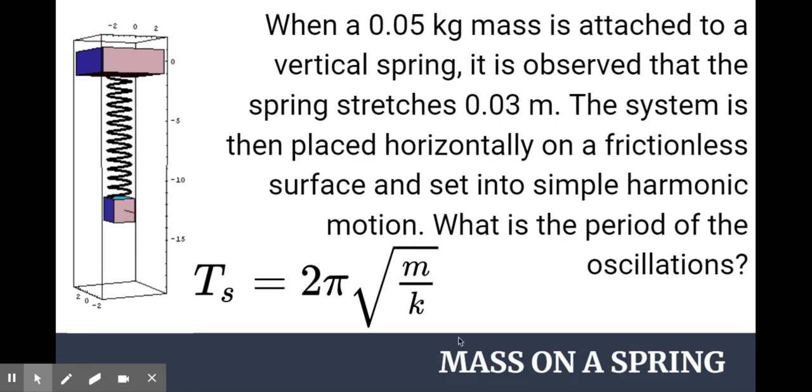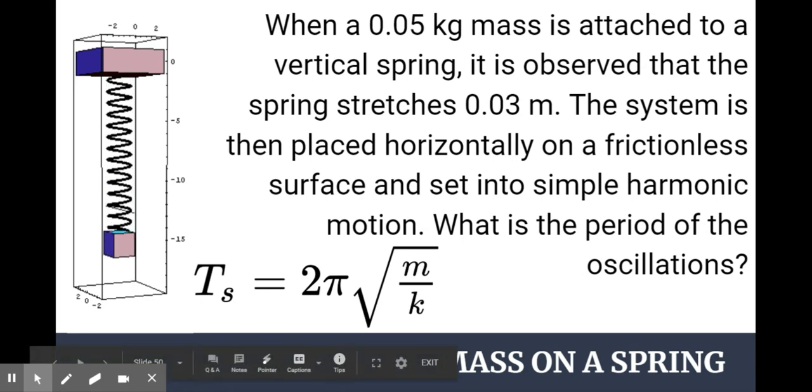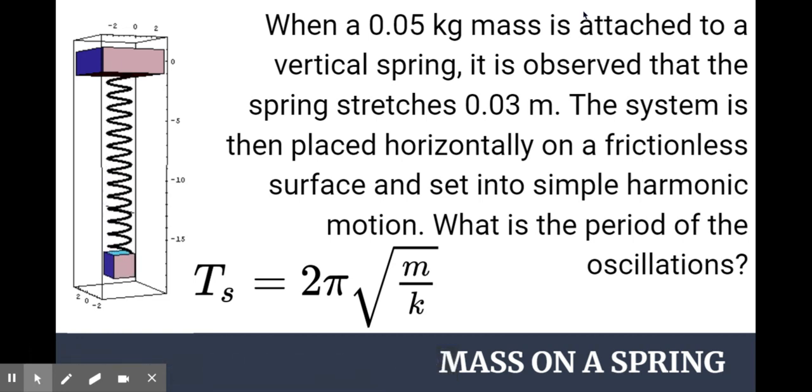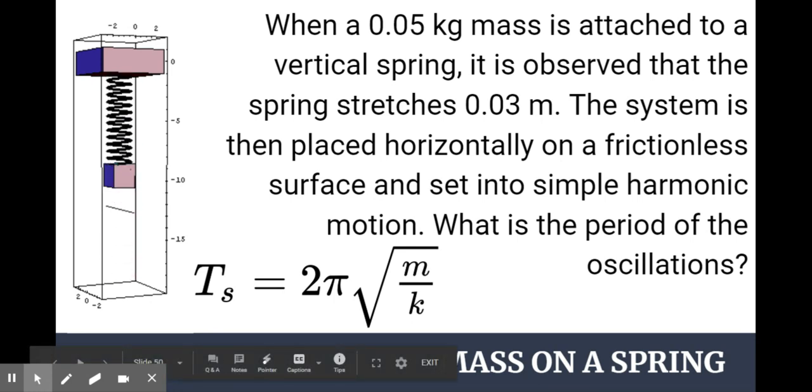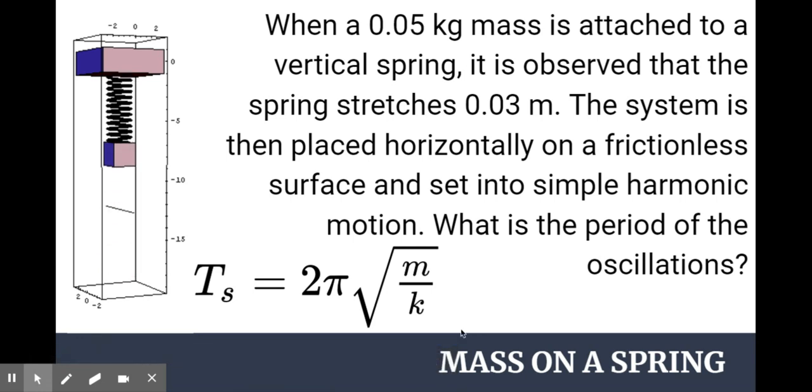So let's practice. When a 0.05 kilogram mass is attached to a vertical spring, it is observed that the spring stretches 0.03 meters. The system is then placed horizontally on a frictionless surface and set into simple harmonic motion. I want you to tell me what is the period of the oscillation. All right. Now, as a hint, you're going to have to use Newton's second law and Hooke's law here to help you with this problem. Okay.